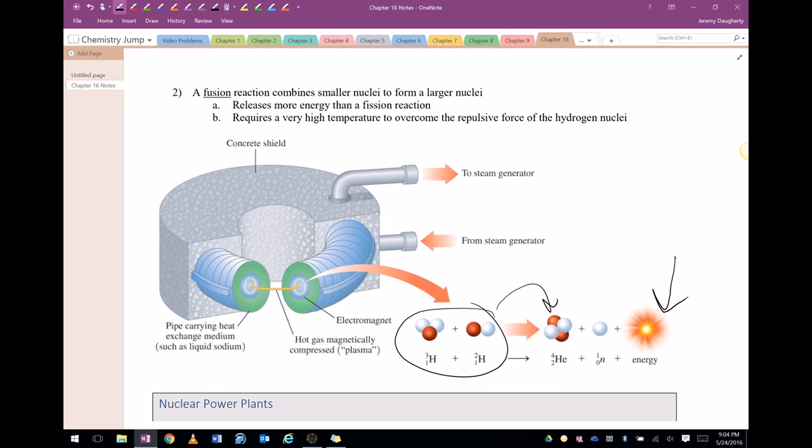All right? We can cause fusion at very, very high temperatures. Why does it have to be very, very high temperatures? Because we spin these small particles around so fast and make them collide. How do you get them to spin fast? Well, we're going to heat them up.